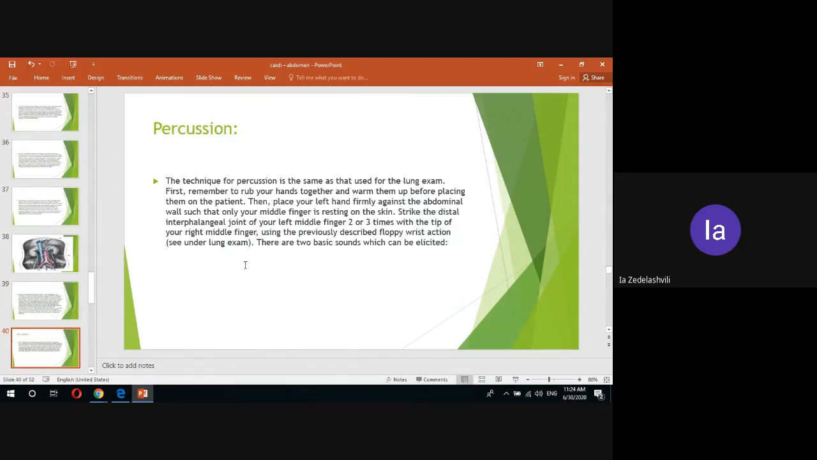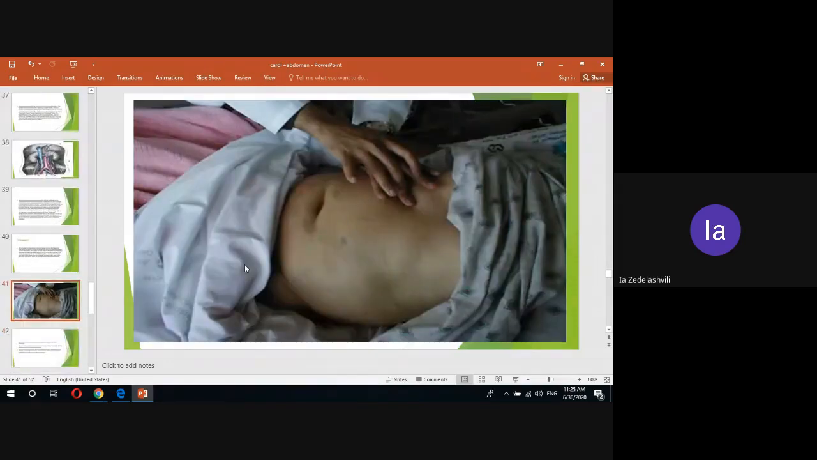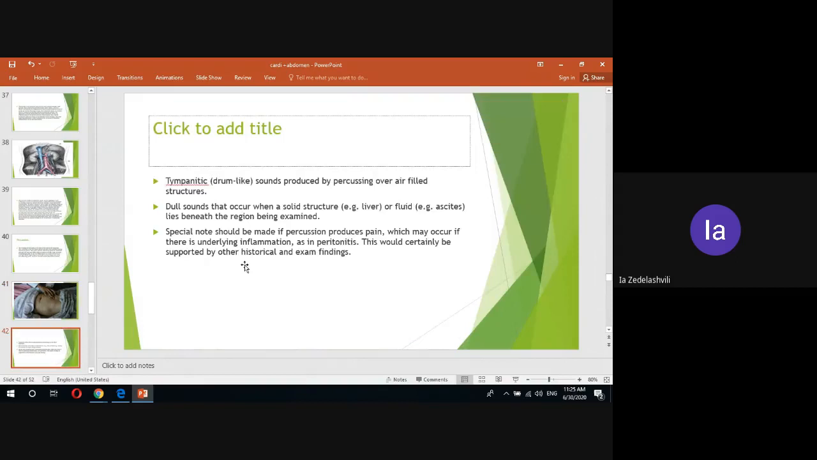Then come percussion and percussion technique. You have to remember the technique of percussion. This will be in the exam questions: where you begin, how you follow, and why percussion is not the first one, but comes after the observation. So what kind of sounds are normal for which kind of organ? I do not want specifically the liver or spleen. I want filled with liquid or filled with air and so on. So tympanic is a drum-like sound produced by percussion over air-filled structures. Dull sounds occur when solid structures, like the liver or fluid, are present.